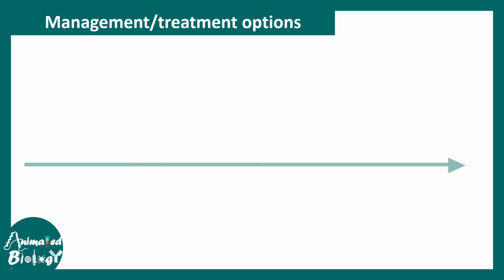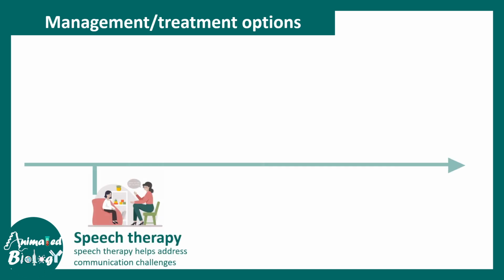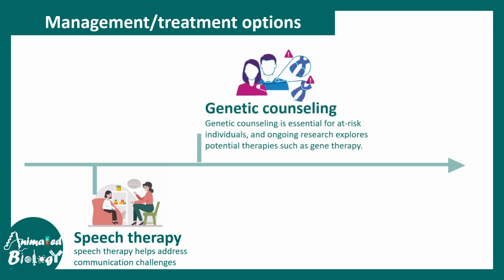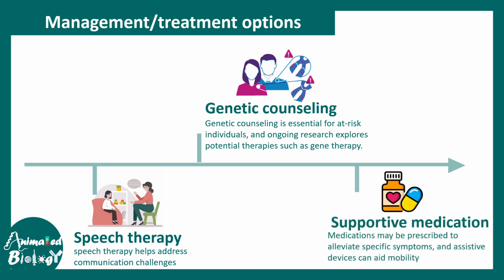So what is the overall management? Since these children don't talk that much, there could be important speech therapy, language therapy, genetic counseling, and supportive medications like SSRIs and dopamine agonists. All these kinds of things can improve the scenario a little bit, but these are all ways of managing the symptoms, not curing the symptoms.